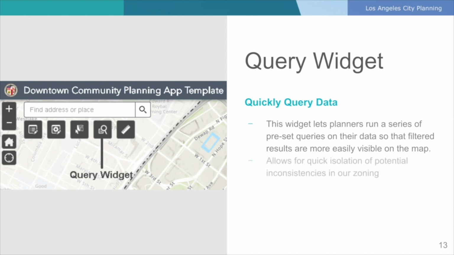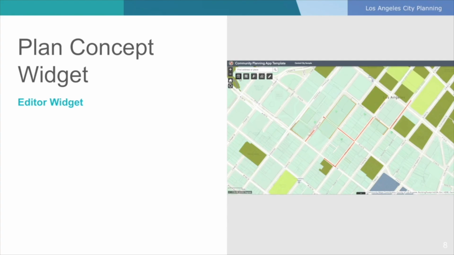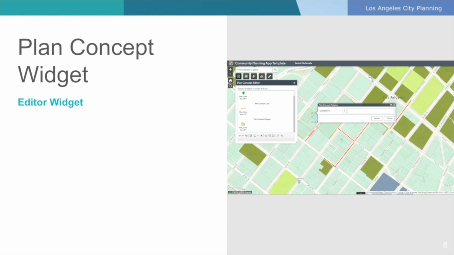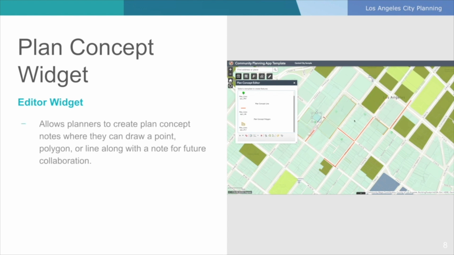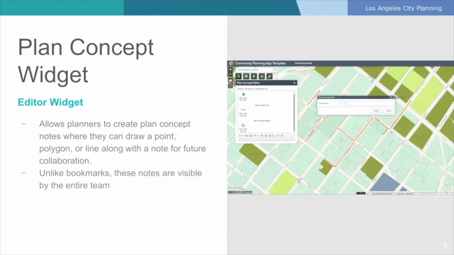For example, this widget can help planners find all the lots that might have mismatched land use and zoning, something that would definitely need addressing. The plan concept layers are included in the Community Planning app as optional layers that can be used for a range of functions and mapping needs. Some planners use this layer to track and map various concepts related to their plan update, such as potential zoning areas, conceptual street designation changes, as well as simply leaving map notes for their teammates.